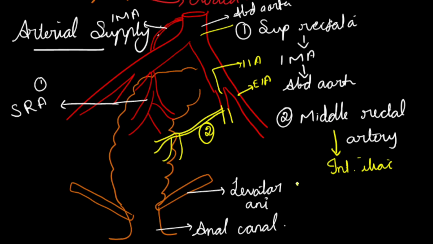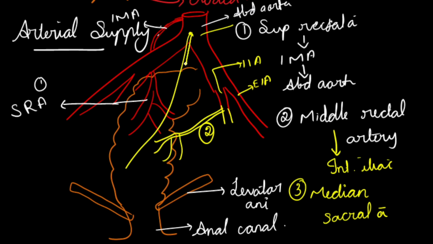Then comes our third major arterial supply of rectum, that is the median sacral artery. In the posterior relations we had seen it, and it is a small branch arising from the back of the aorta, supplying the rectum directly. So this is all regarding the arterial supply of rectum. The first one is the superior rectal artery arising from the inferior mesenteric artery, the second one is the middle rectal artery arising from the internal iliac artery, and the third one is the median sacral artery arising directly from the back of the abdominal aorta.